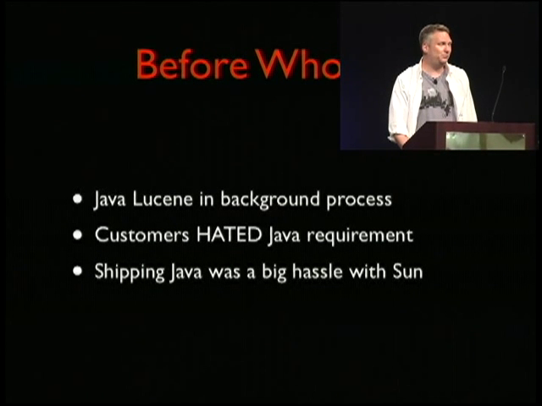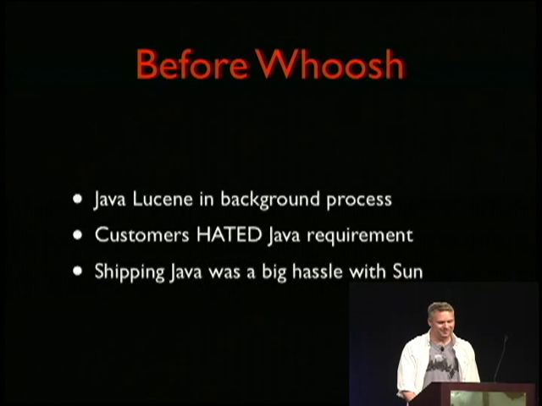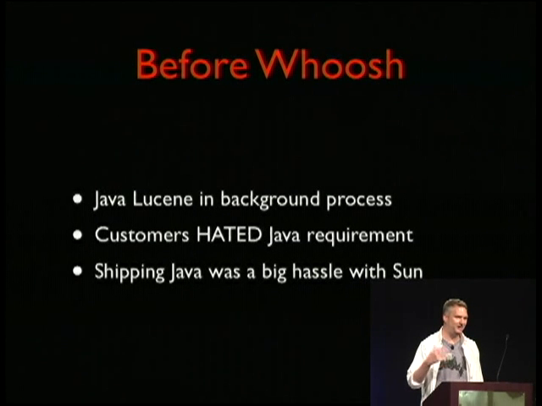Before Python was shipped with the product, I wrote a little hack using Java Lucene as a background process to try and make the help searchable. Customers hated having to install Java, no matter how easy we tried to make it. It didn't help that back then, at least, we couldn't ship Java as a component of the software. We actually had to force the users to install it separately because of legal issues with Sun. So it was a big hassle.